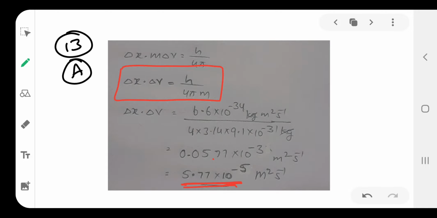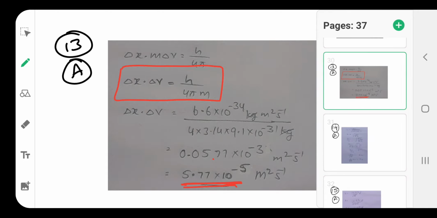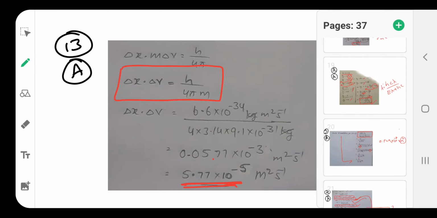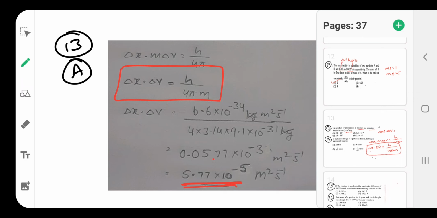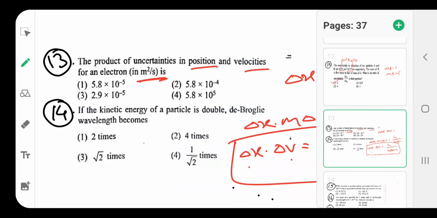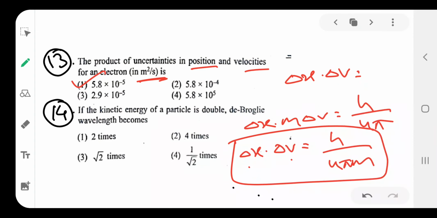5.77 into 10 power minus 5. See here, this is 5.77 or approximately 5.8 into 10 power minus 5 meter square second inverse. So this is the correct option for that question.